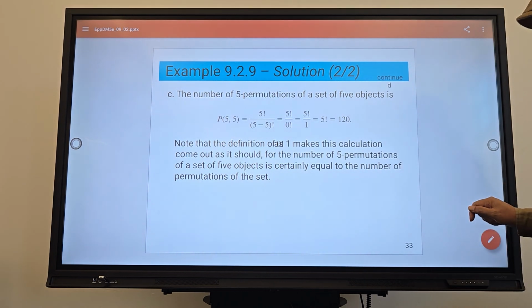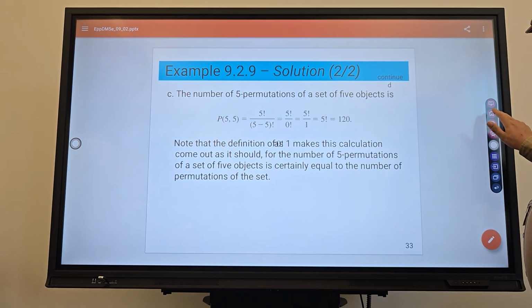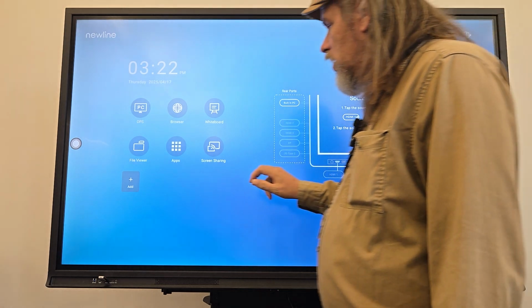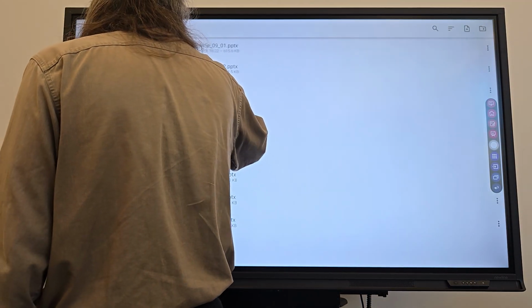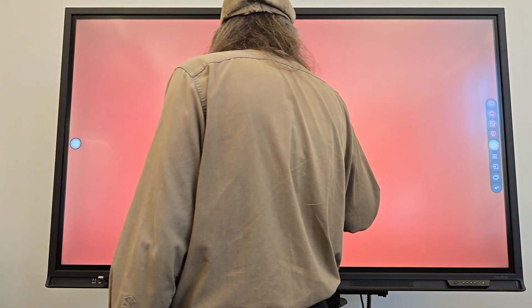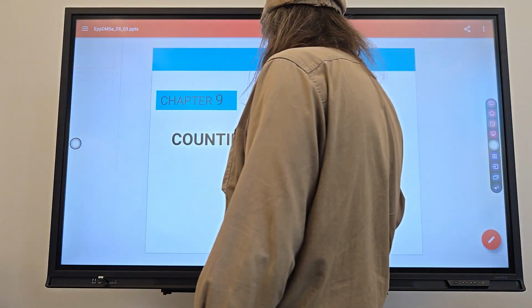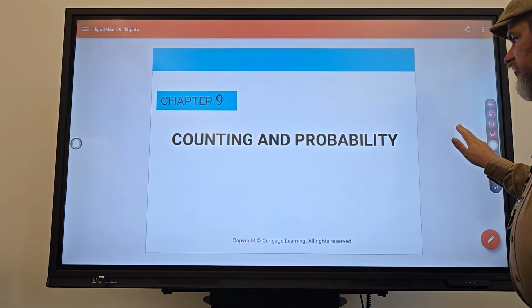All right, that's it for this section. And then we'll get into the addition rule in the next section.